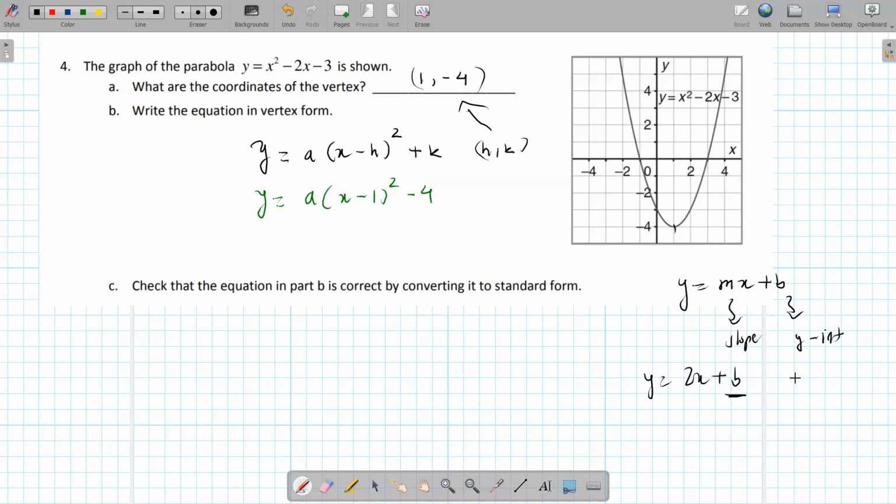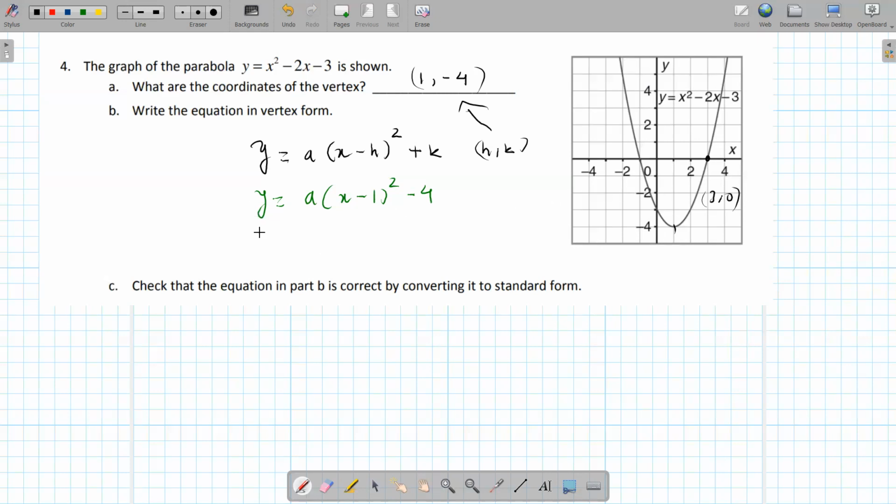You would just plug it in. Yeah, you'd plug it in and solve for b. Same idea here. If you look at the graph, we can use any point they've given us. What would be an easy point? Probably this one. That is (3, 0). So we're going to plug that in as x and y to solve for what a is.